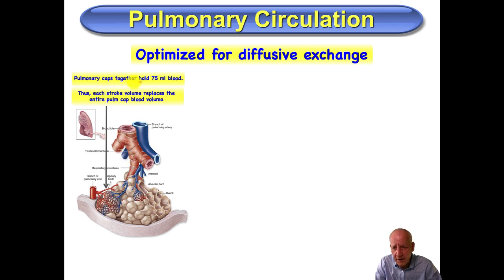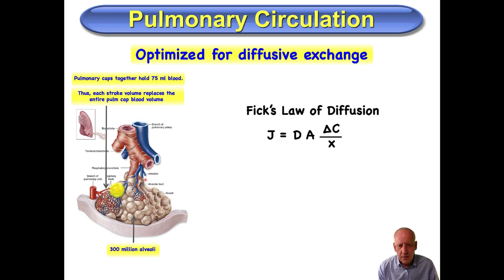Together, all of the pulmonary capillaries hold about 75 mL of blood. So the entire volume of blood in the pulmonary capillary is replaced with each stroke volume of the right ventricle. With 300 million alveoli in the lungs, the interface for gas exchange is enormous. Oxygen and CO2 are exchanged across the capillary by simple diffusion. And this diffusive exchange is made extraordinarily efficient by several specialized features of the air-blood interface to optimize every parameter in Fick's law of diffusion.